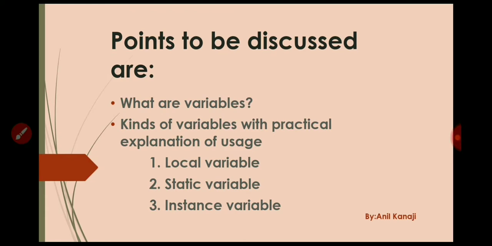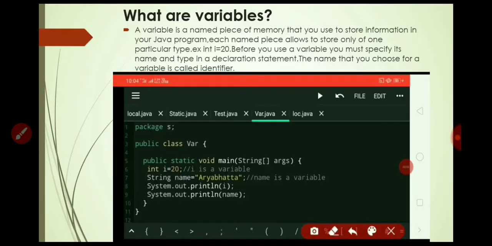Today I will discuss these points. First, what are variables and the kinds of variables, with a practical explanation of the usage of all the kinds. First one, local variable; second, static variable; and third kind is instance variable. Now we will discuss what variables are.